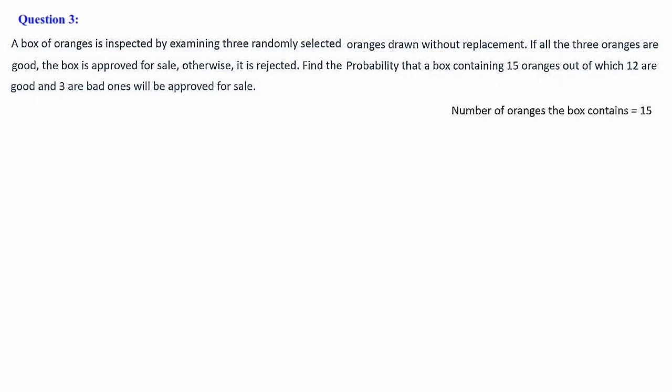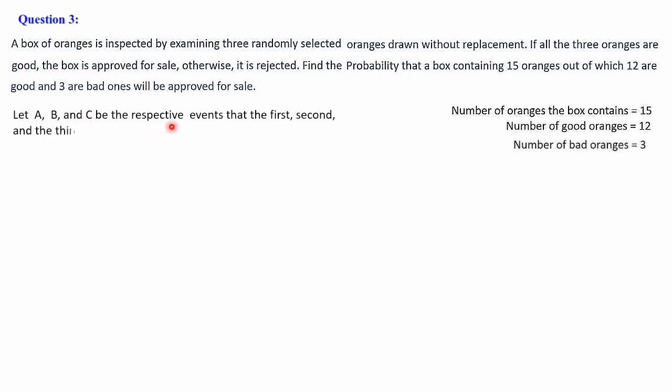So let's write down the numbers which are given to us. Number of oranges in the box, total 15 oranges, number of good oranges 12, and number of bad oranges 3. If any one of these 3 comes out, then the box will be rejected. And if these 3 are not coming, and any 3 of these 12 come, then the box will be approved for sale. So here, let A, B and C be the respective events that the first, second and third drawn orange is good. So here 3 events, A, B and C, because they are taking 3 oranges randomly.